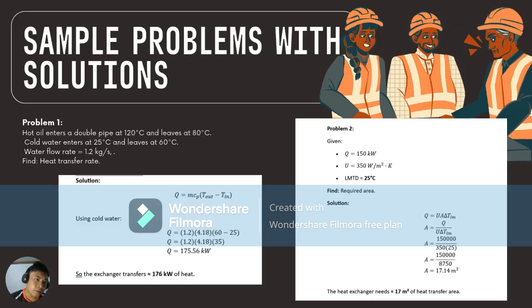Hot oil enters a double pipe at 120 degrees Celsius and leaves at 80 degrees Celsius. Cold water enters at 25 degrees Celsius and leaves at 60 degrees Celsius. Water flow rate 1.2 kilogram per second. Then heat transfer rate.